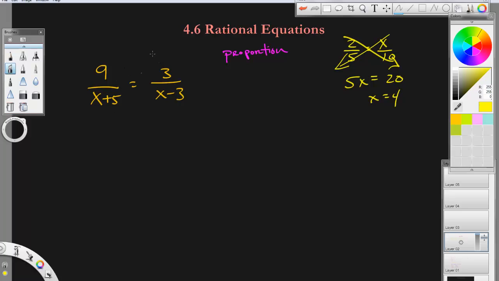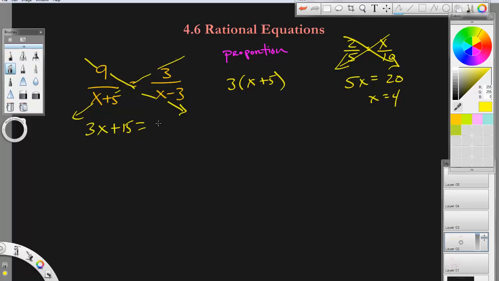This is the same thing, though. These are two fractions equal to one another. And if you're thinking, well, can I just cross-multiply? You would be correct. You can cross-multiply. So I'm going to cross-multiply. It's hard to draw a yellow arrowhead through that and not get all over it. But 3 times x plus 5. Now remember, you're doing that stuff right there. So that would be 3x plus 15.